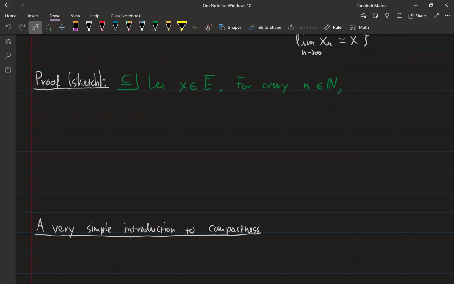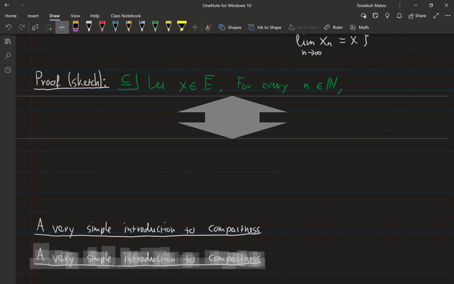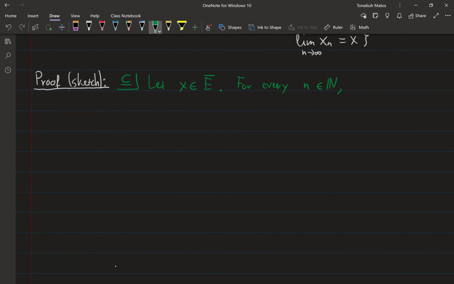So you have something here. Let me get rid of this. Here's the situation. Here's your set E, and here you have a point x that is somehow very, very close to E. It's in the closure of E. So what does that mean? It means that every radius around x intersects E.